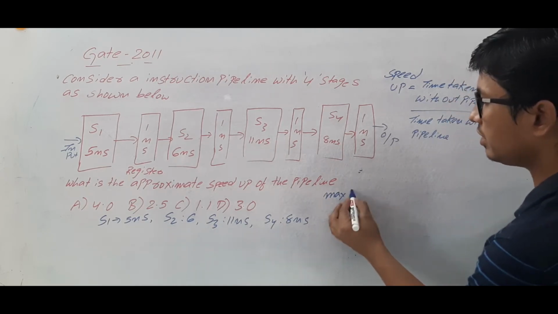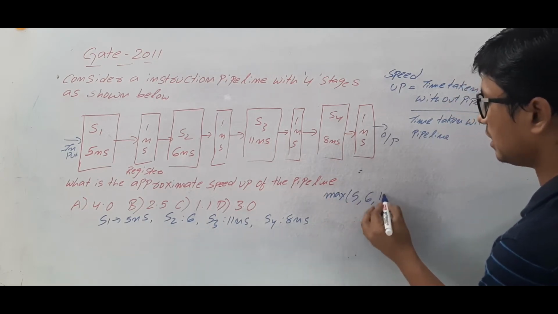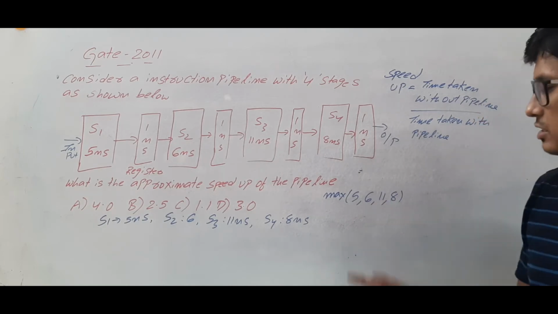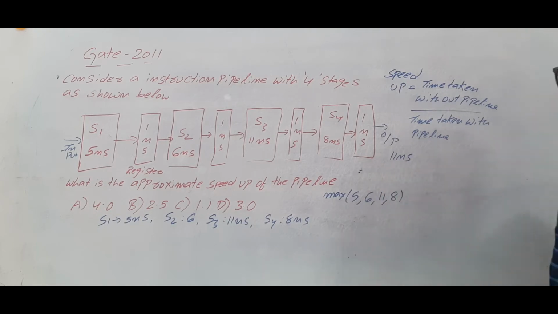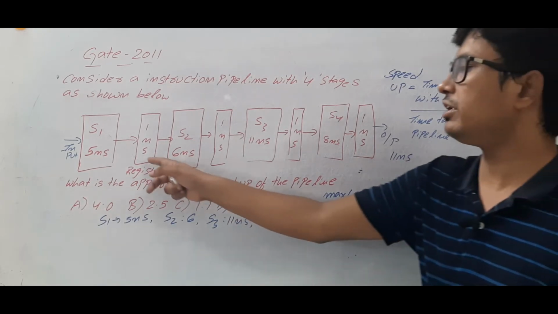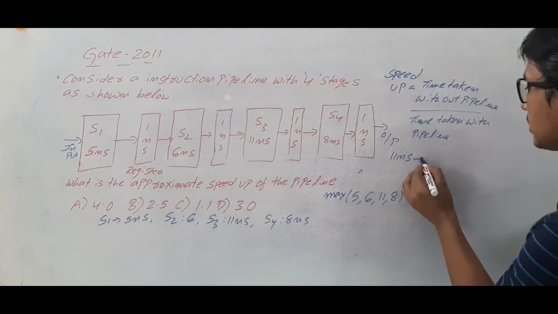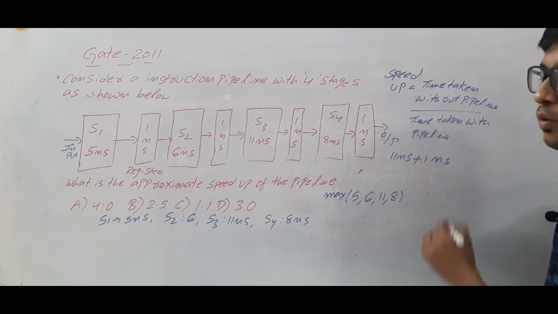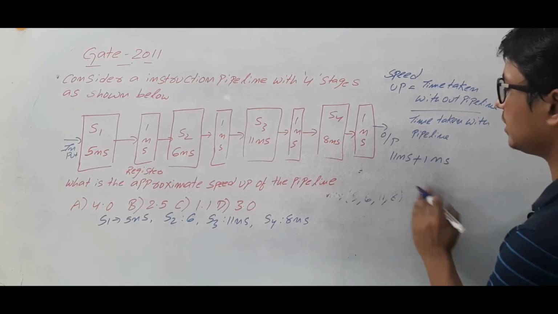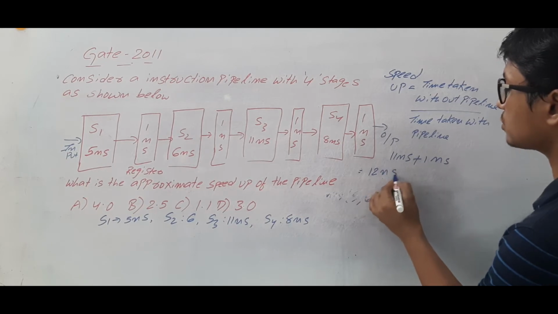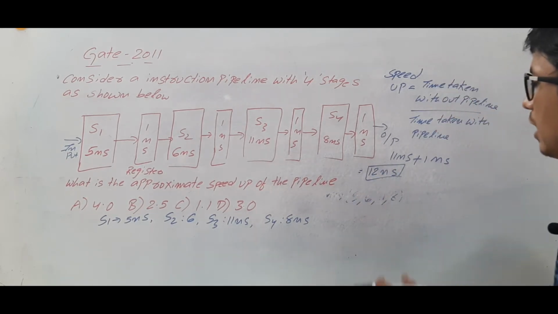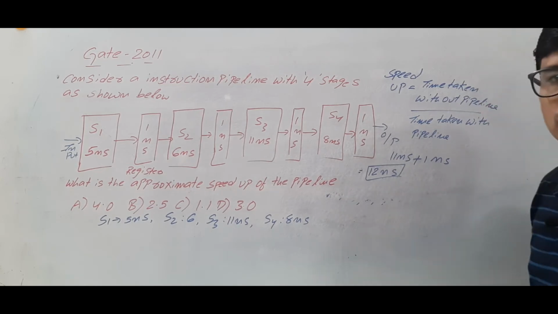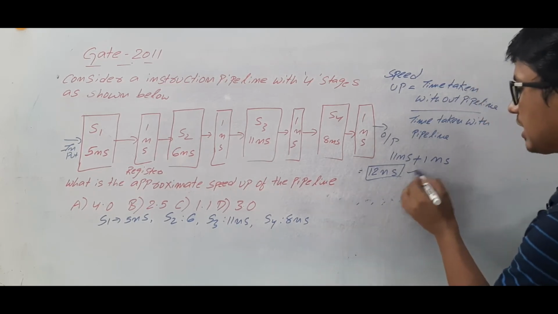Max of 5, 6, 11 and 8. What is the max among all these? 11 nanoseconds is the maximum delay. And then we have a register delay of 1 nanosecond, so you need to consider that 1 nanosecond also. Then you will get 12 nanoseconds as the clock delay. Using the pipeline we will consider this one.